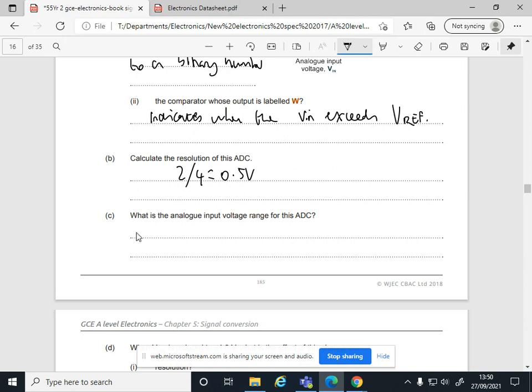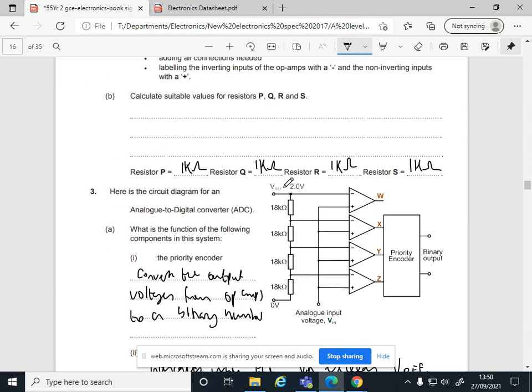What is the analog input voltage range for this? Well, it's going to be 2 volts, because you don't want the analog input voltage range to exceed the reference voltage of 2 volts, do you? Okay.